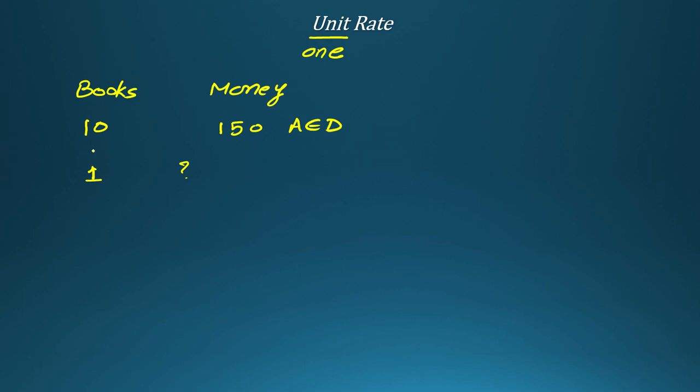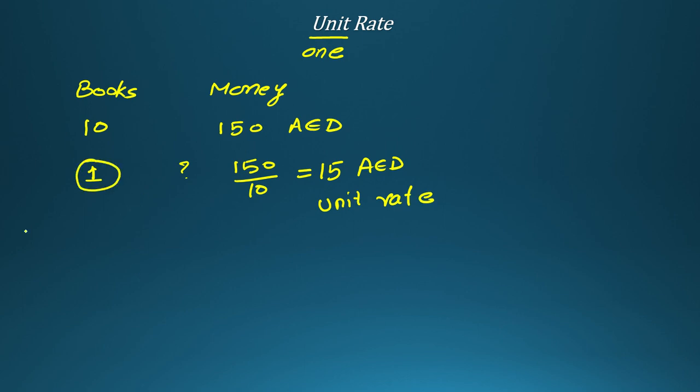Okay, again understand the question. If you buy 10 books, then you have to pay 150 dirham to the shopkeeper. Now if you buy one book, how much money will you have to pay? Definitely it is going to be a very small amount, lesser than 150. So for less amount, what will we do? We will divide. So this will be 150 divided by 10, which is equal to 15 dirham. So this 15 dirham is called unit rate, because this is the rate for one quantity, the rate for one book.